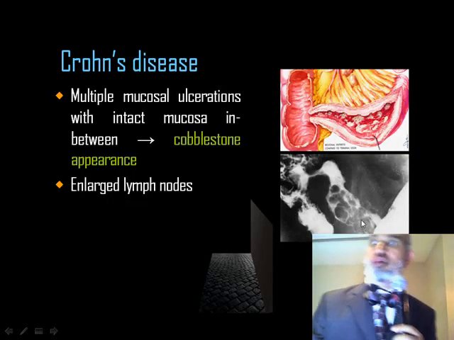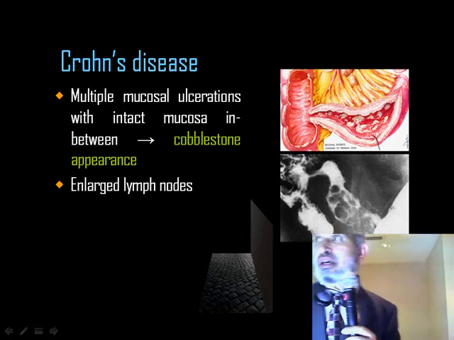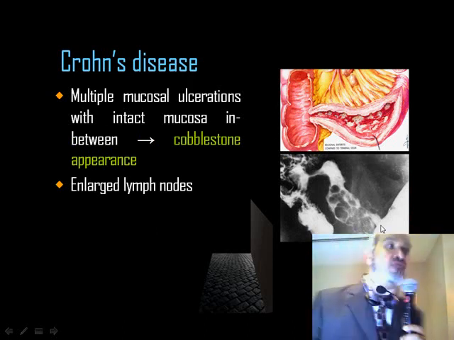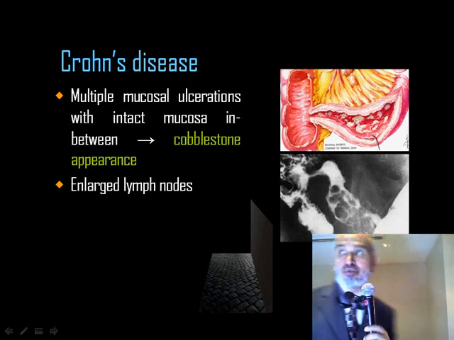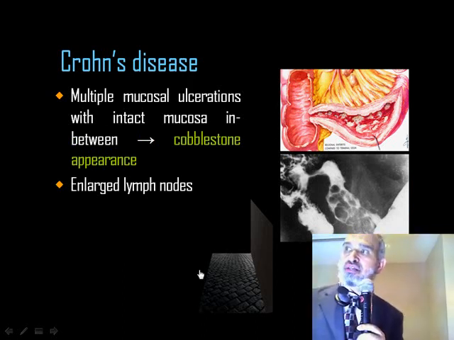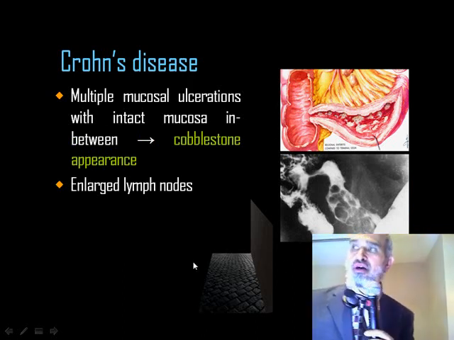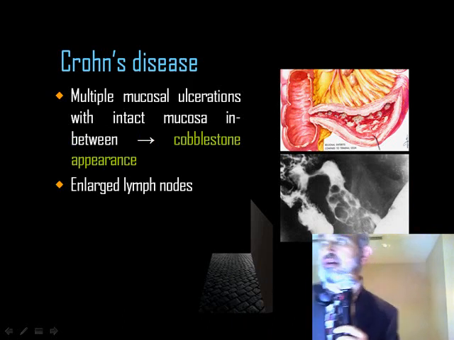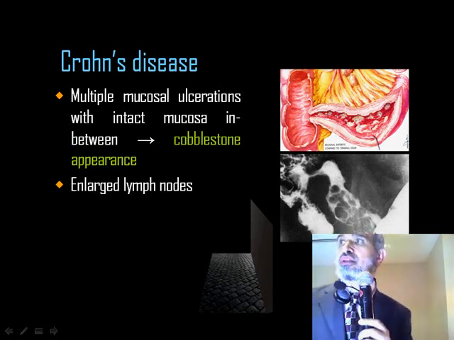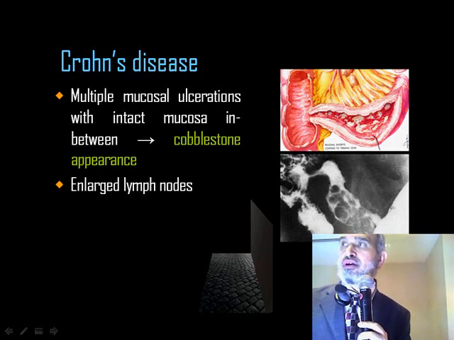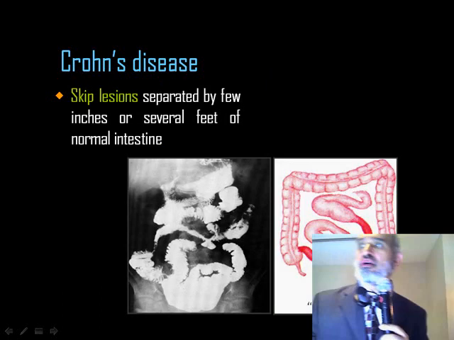But also you may get what we call a cobblestone appearance in the terminal ileum, which is also one of the classic appearances of Crohn's disease in the small bowel. You get this, which is almost similar to cobblestones on the road. Then this is also one of the famous appearances in Crohn's disease. This is the terminal ileum, and this is the ascending colon.